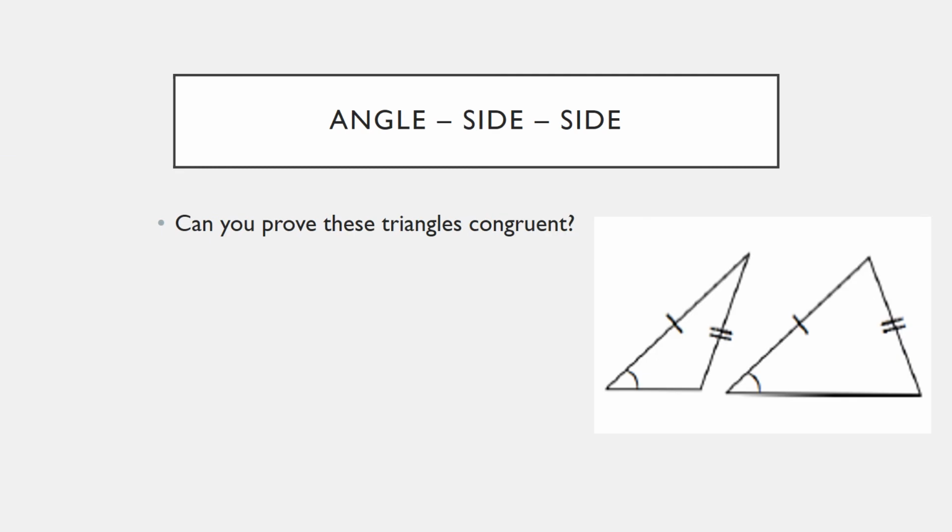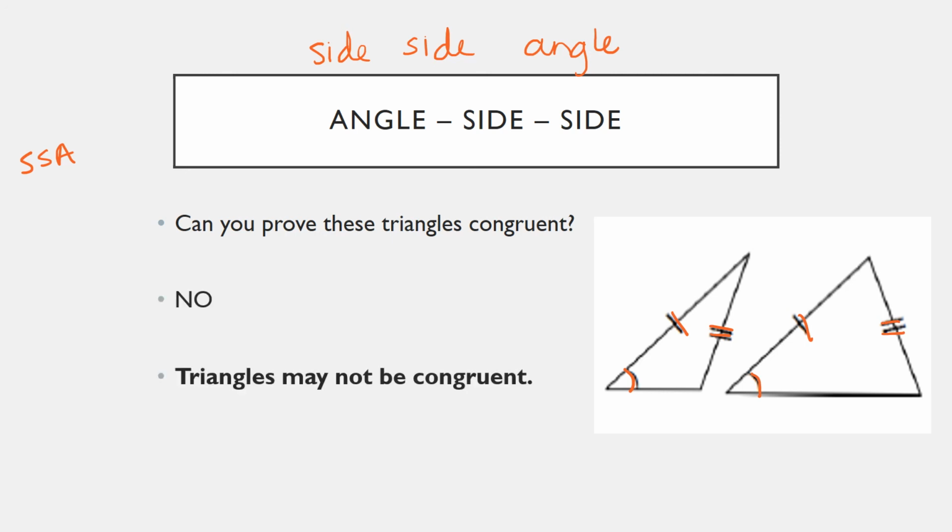The next theorem we have would be angle, side, side, or the way that it's written in your notes would be side, side, angle. If I were to write that out, side, side, angle, this means I'd have one angle and the two sides that don't include the angle would be congruent. If you look at these two triangles, they clearly don't look congruent. So by SSA, we cannot prove triangles are congruent. So let's get that written down. No, these triangles would not be congruent.